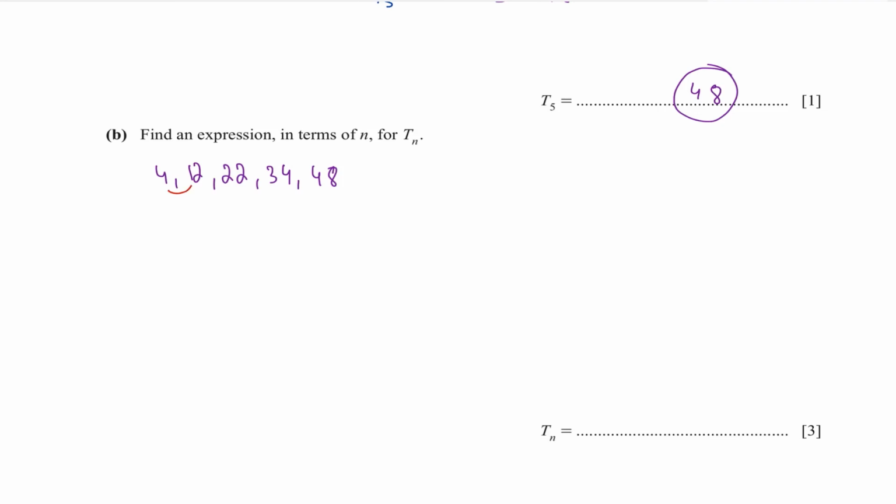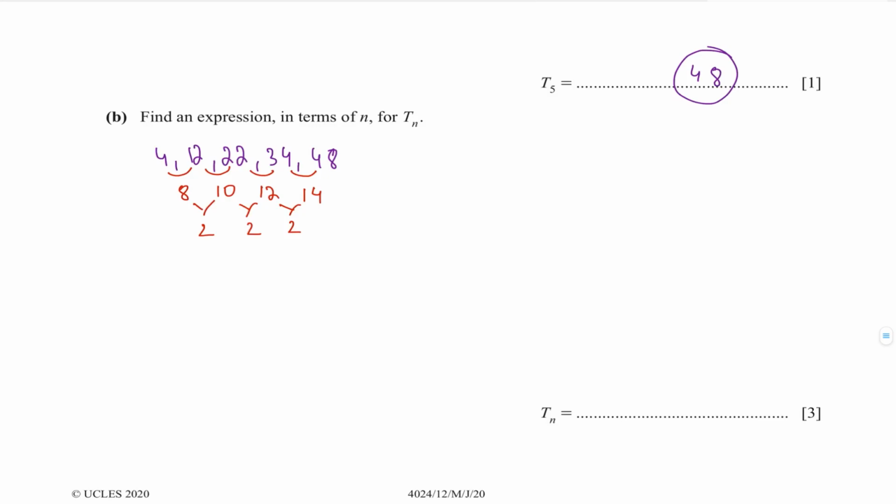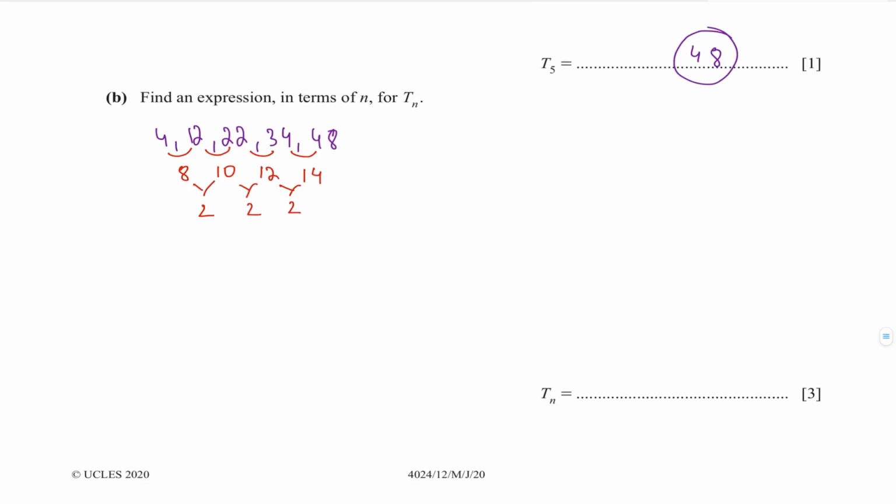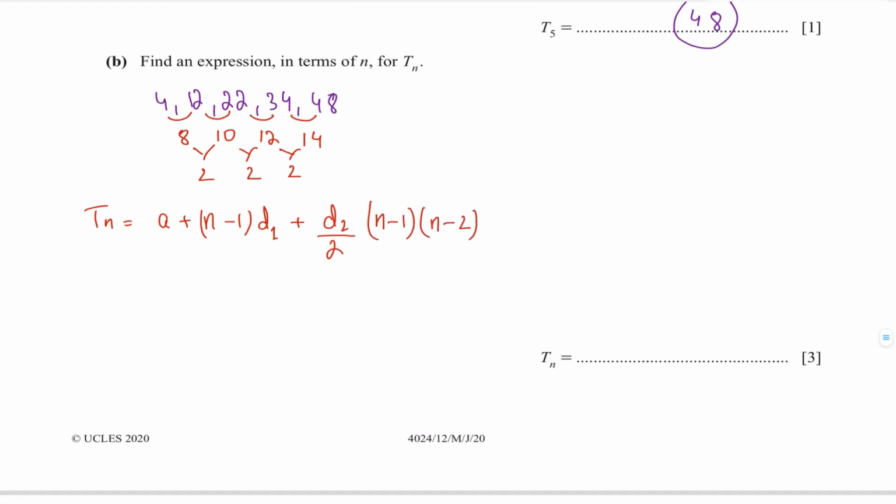We take the difference between the first two terms, and that's going to be 8, and then the next two terms, that's going to be 10, and then the next two, that's going to be 12, and then the next two, that is 14. So the difference of the difference, or d2, is 2, and that is constant, that's not changing. So the formula for the quadratic sequence is this: Tn is equal to a plus n minus 1 times d1, which is the first difference, that means the difference between the first two terms, plus d2 upon 2 multiplied by n minus 1, n minus 2. So I'm just going to plug in the values. The first term is 4, the first difference is 8, and the difference of the difference is 2.